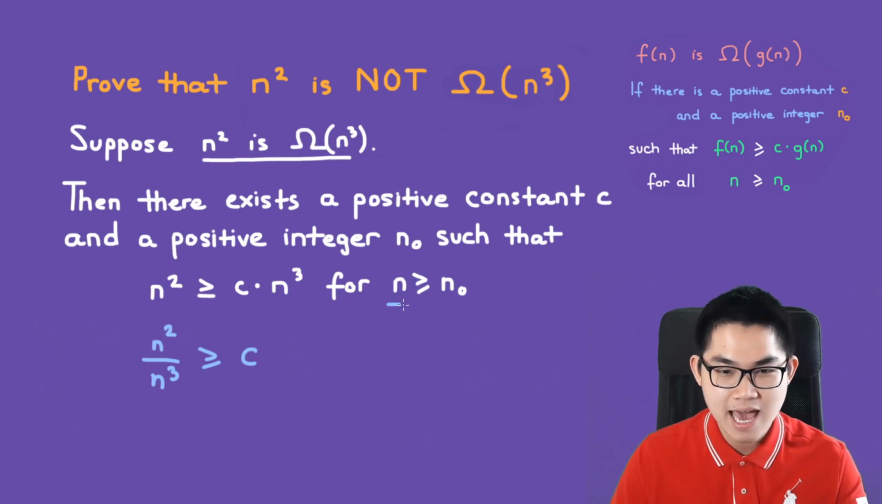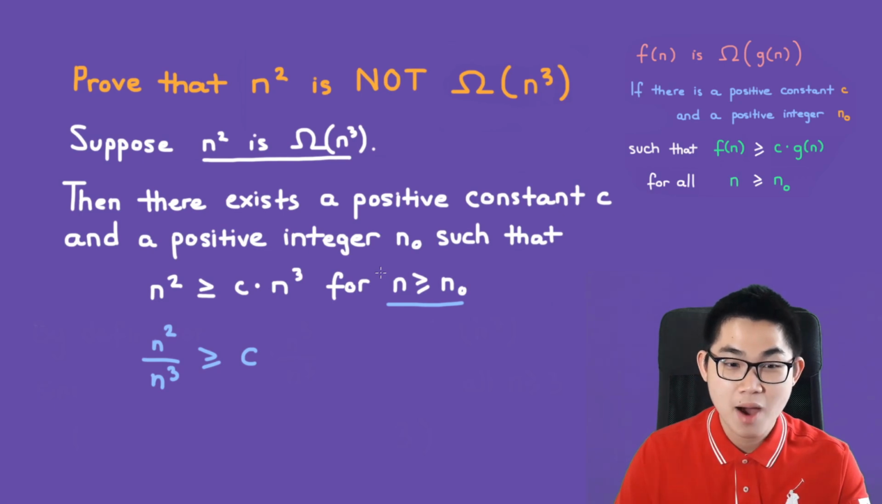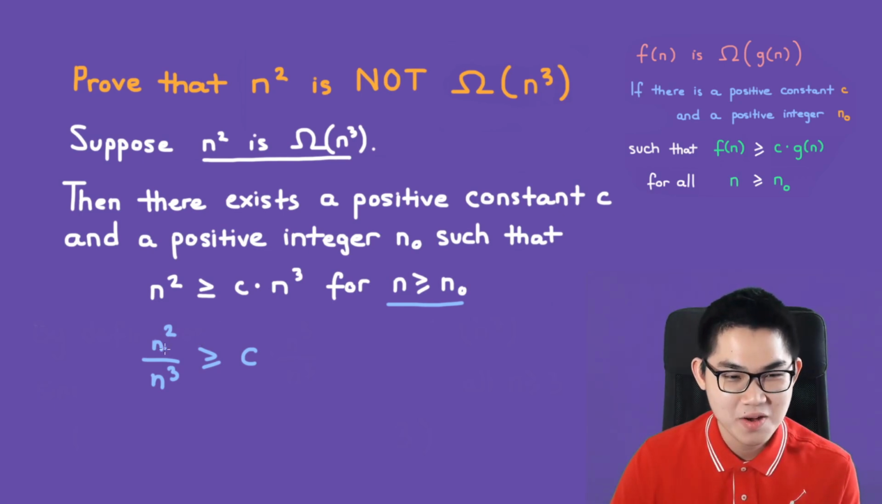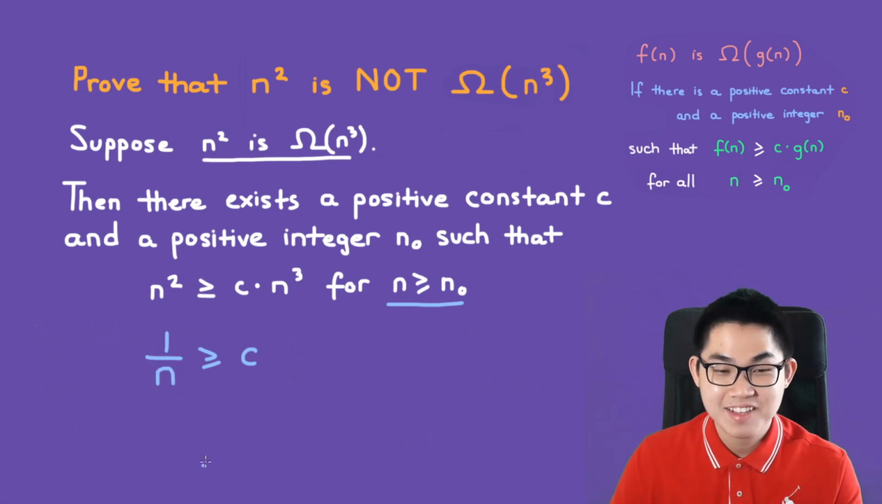We're basically saying n is greater than or equal to n naught, and because n naught is a positive integer, then n will always be positive. That's why when you divide by a positive variable, the sign stays the same. Also, n to the power of 2 divided by n to the power of 3 is the same as 1 over n. At this point, some of you may realize that this here is not true, right?